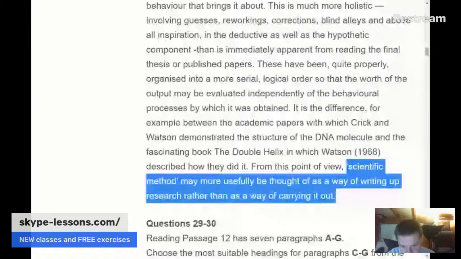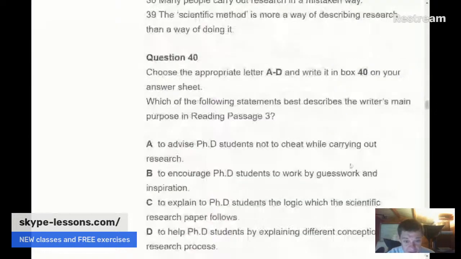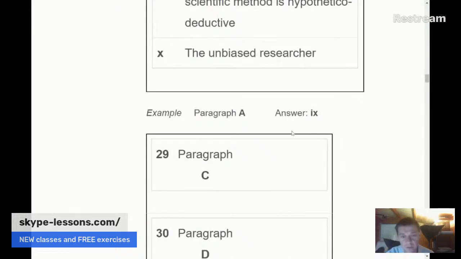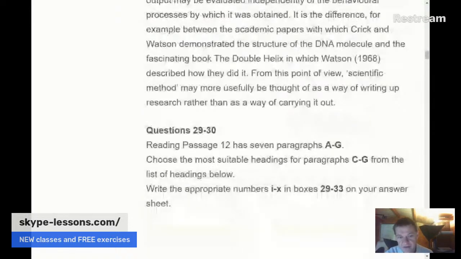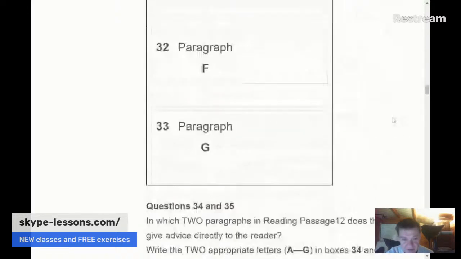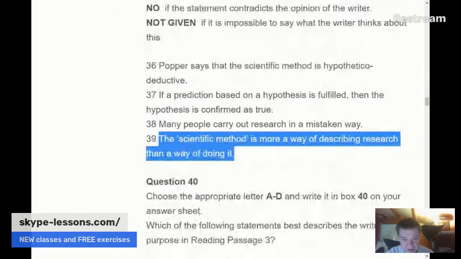I like the parallel structure. So it sounds very much like 39, doesn't it? The scientific method is more a way of writing up research than a way of carrying out research. That's exactly what is written in the line. So definitely we need a yes for 39. Okay, so 39, yes, certainly. Even though I disagree with it as a point of view, it certainly is what's said in the text.